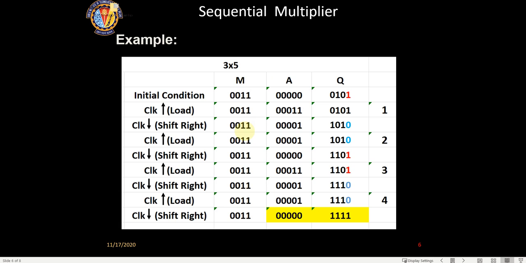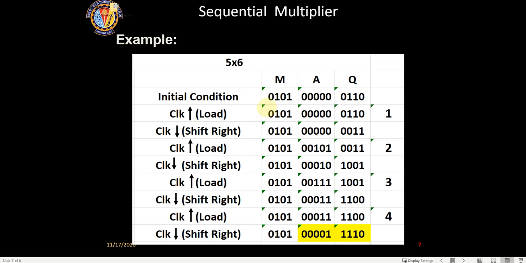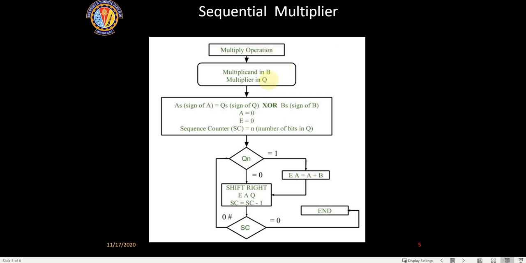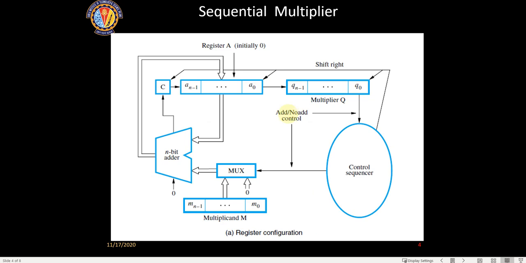Okay, so I have one more example out here, 5 into 6. Let's go through this also, so that you are absolutely clear about how the multiplication works. This flowchart also we can discuss. The multiplicand is in B, the multiplier is in Q. Then if A is equal to 0, the same thing, whatever we discussed here, that is written.